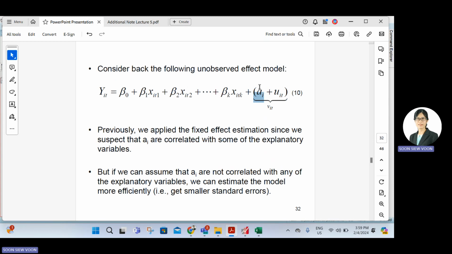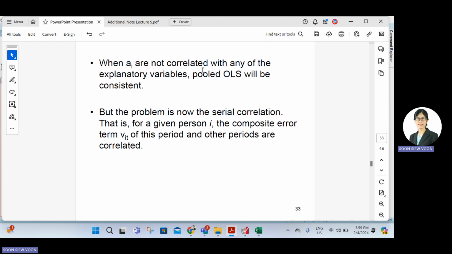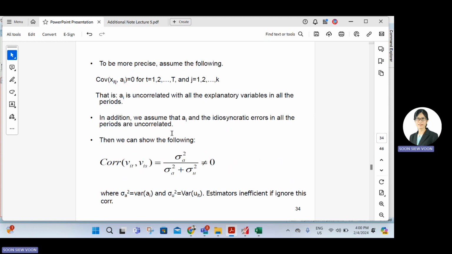Because if the AI is not correlated with the other independent variables, then I can simply use the pooled OLS, right? The pooled OLS will be consistent. So what does it mean? It means that if the AI is not correlated with any independent variables, I can proceed with the pooled OLS because the pooled OLS estimation will be consistent, right? But the problem now is the serial correlation, right? Serial correlation: the composite error term v_it here and the other periods are correlated. So we have to consider the serial correlation.